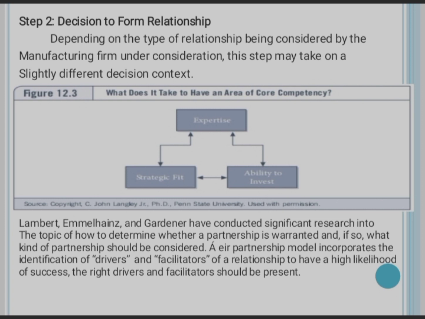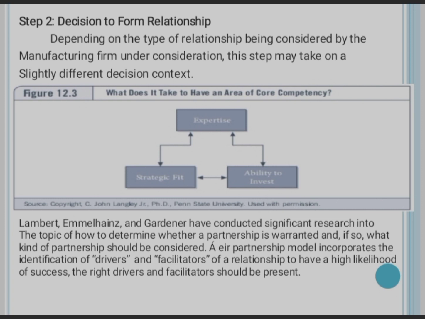This refers to resources, both financial and human, that a company is willing and able to invest in developing and maintaining its core competency. Companies must be committed to continuous learning and improvement in order to maintain their competitive edge. In this figure 12.3, nag-highlights niya sa importance of having expertise, strategic fit, and ability to invest in developing and maintaining a core competency. These elements are essential for companies that want to differentiate themselves from their competitors and achieve long-term success.